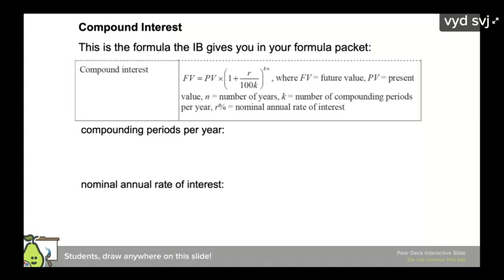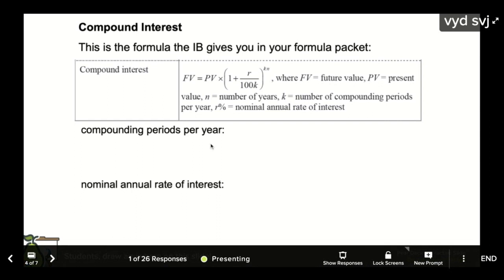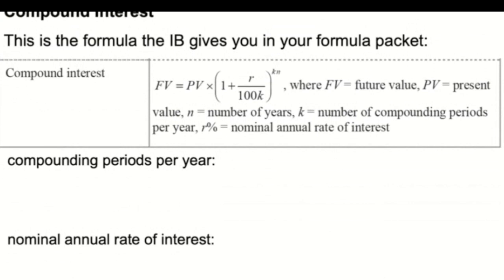So this is what we're working on today, the compound interest formula. It looks complicated, but as soon as we do one problem, you're going to realize this is just really Algebra 1. So I'm going to go through this formula real quick, and we're going to go over what compounding periods per year means. In the formula packet, on the formula page, it looks just like this. They define everything here for you, so you don't have to memorize it.